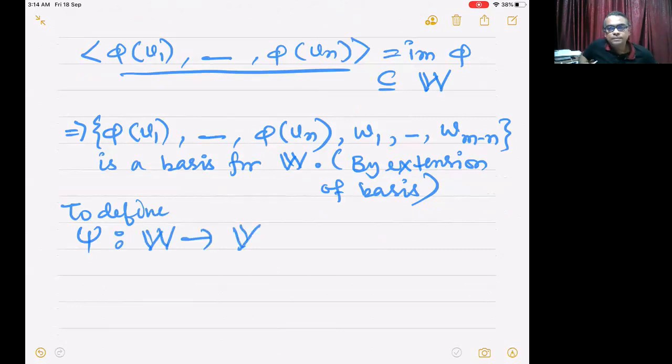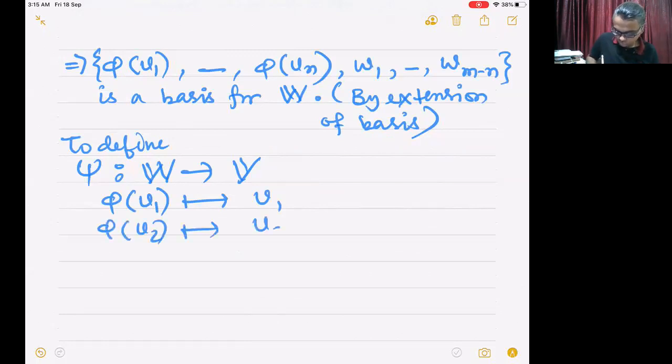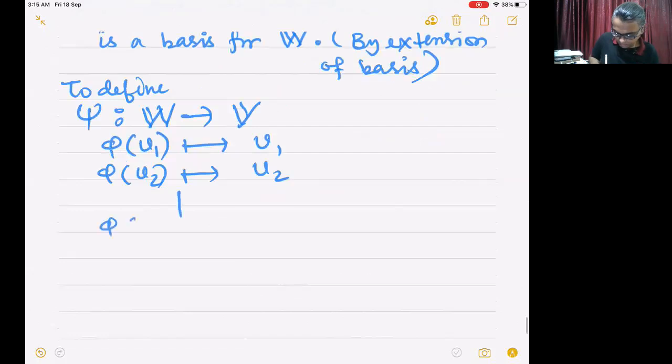What have we learned just before? We have seen that in order to specify a linear map, it's enough that we specify it on the basis vectors. Yeah. Here for W, I already have a basis. What will I do? To define psi, I will do the following. Psi of phi V1, I will send to V1. Psi of phi V2, I will send to V2. And so on up to psi of phi Vn, I will send to Vn.